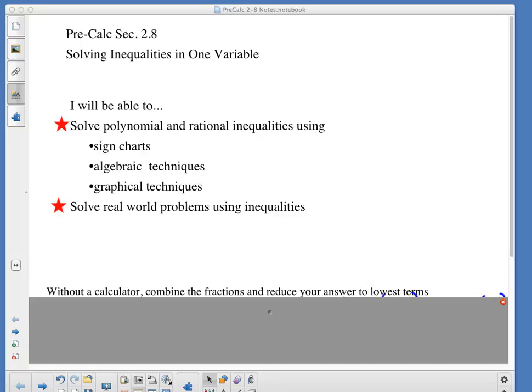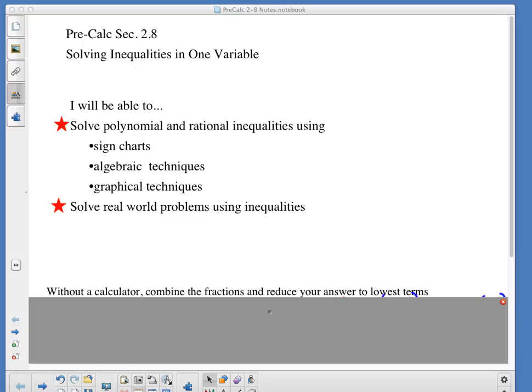First two problems, and just multiply by the LCD and be done. You have to have like terms in your denominator. So make sure when you're doing this, those bottoms, without a calculator, combine the fractions and reduce your answer to lowest terms. Just do the first two, okay? Just do the first two.